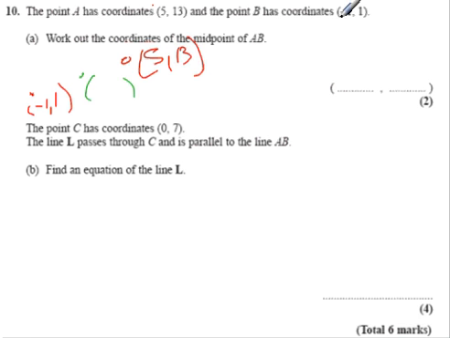What's the average of 5 and minus 1? Well, that's 5 plus minus 1, which is 4, divided by 2. And 13 plus 1, which is the y-coordinates, together divided by 2, we get 7. So 2 is halfway between minus 1 and 5, and 7 is halfway between 13 and 1. So it then says C has coordinates 0, 7.